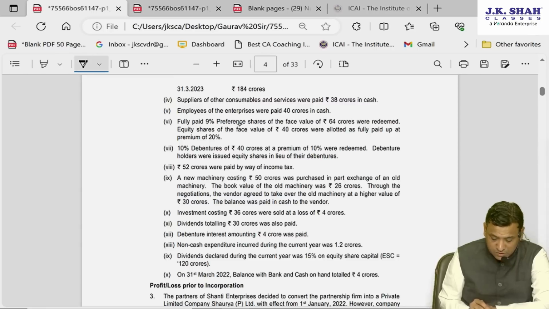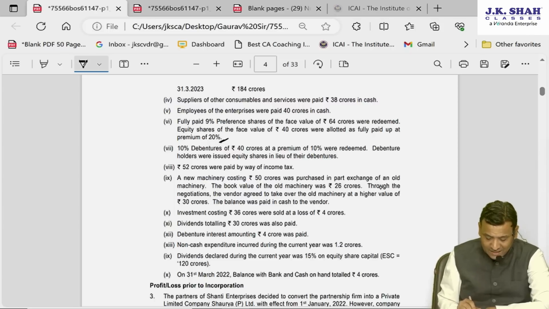Fully paid 9% preference shares of face value 64 crores were redeemed. Equity shares of face value of 40 crores were allotted as fully paid up at a premium of 20%. 10% debentures of rupees 40 crores at a premium of 10% were redeemed. Debenture holders were issued equity shares in lieu of their debentures. 52 crores were paid by way of income tax. A new machinery costing 50 crores was purchased in part exchange of an old machinery.